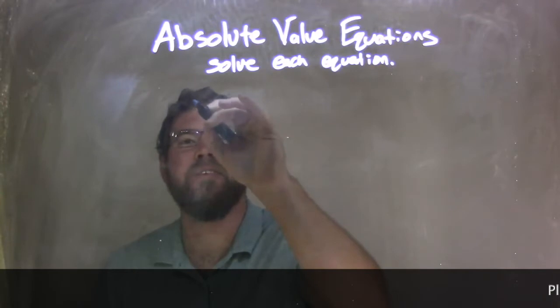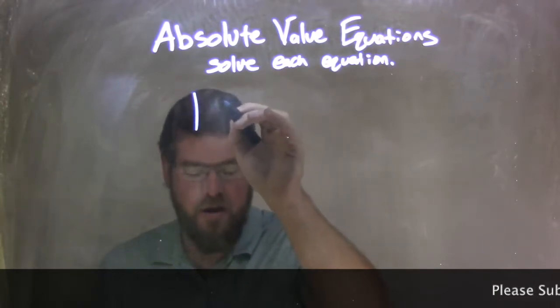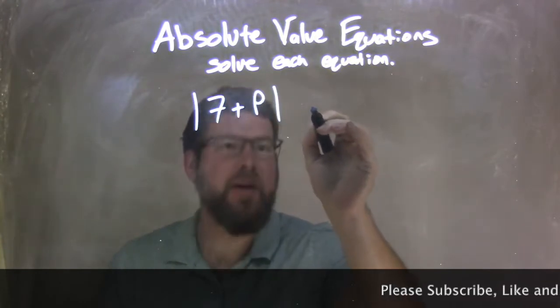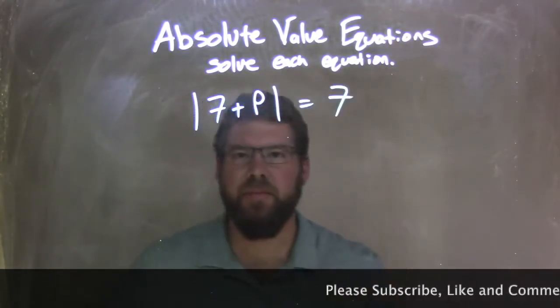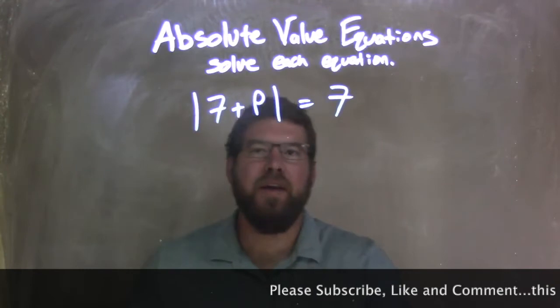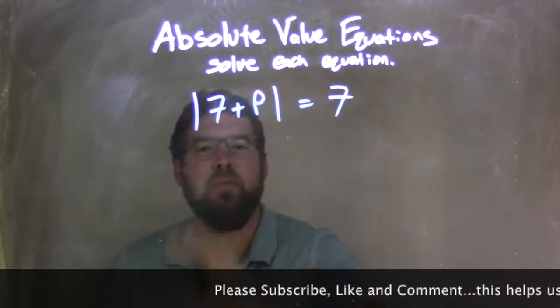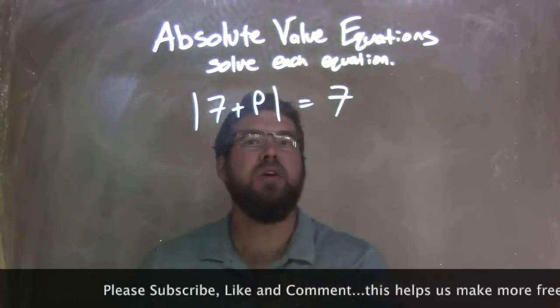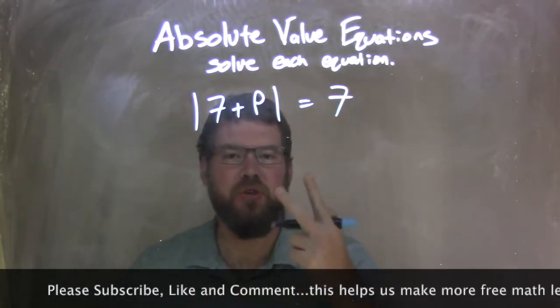Absolute value of 7 plus p equals good old 7. Well, first thing is I have to look and see, is the absolute value isolated? And it is. It's by itself on one side of the equation. So now I can split this into two problems.